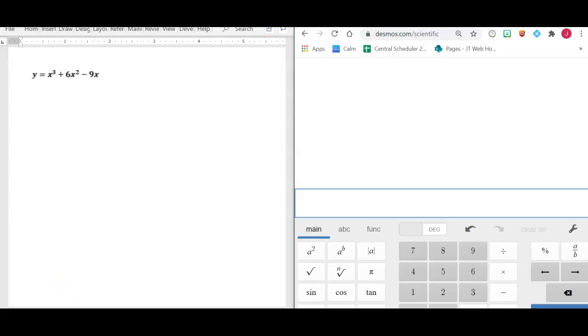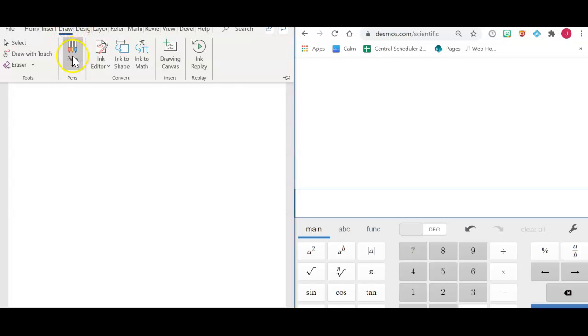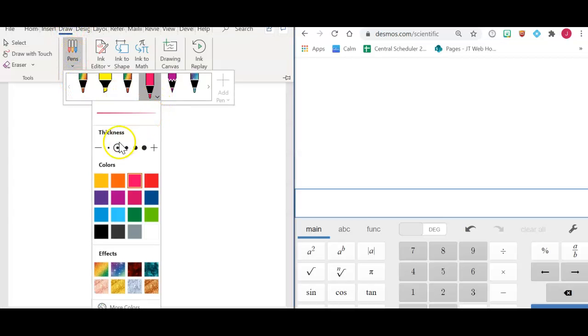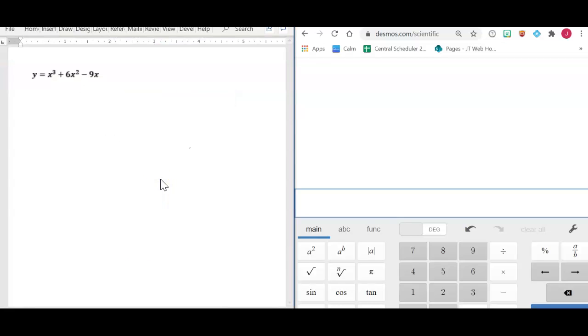So our last problem, they're asking us to use GCF and to solve. So we're doing two things. We're going to factor using GCF and then solve.